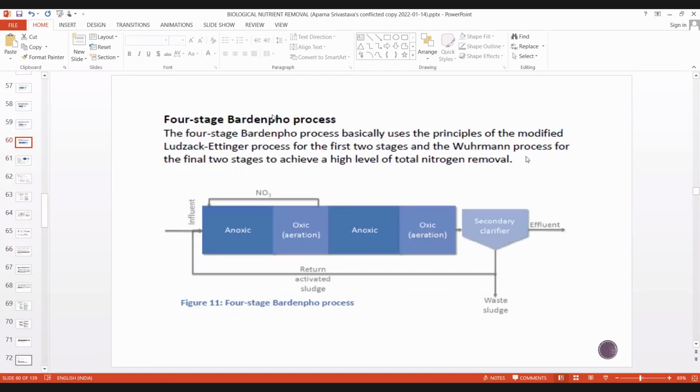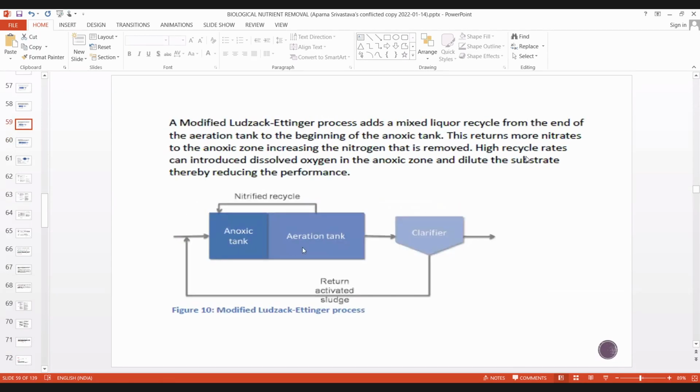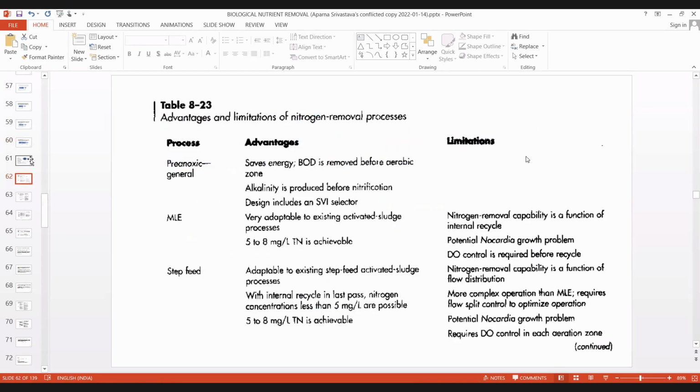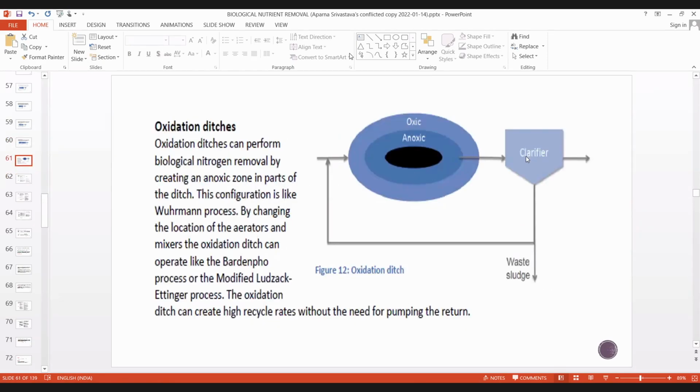You just see, he is talking about this process and this process. An oxic zone, the aeration tank, means oxygen, and here recycling is there, and it is a combination of this oxic and anoxic, again replacing the position. So here they are replacing the position, that's why it is written. This oxidation ditch can perform biological nutrient nitrogen removal by creating two zones in parts of it. This configuration is like the Wuhrmann process; by changing the location of the aerator and mixer, the oxidation ditch can be operated.